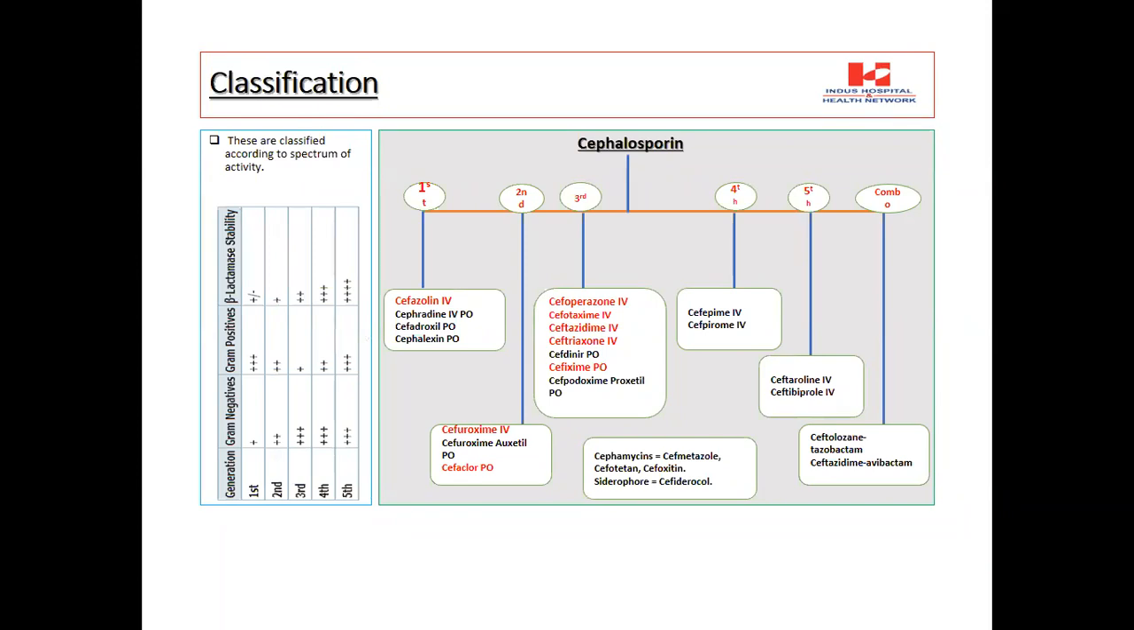The first generation has good gram-positive coverage and a little bit of gram-negative coverage. The second generation has good gram-negative coverage along with gram-positive coverage. The third generation has better coverage for gram-negative microbes and less coverage for gram-positive bacteria. The fourth generation also has good gram-negative coverage and a little lesser gram-positive coverage, and also has beta-lactamase stability. The fifth generation is an advanced generation which can cover some gram-positive and gram-negative, with good stability against beta-lactamase. We'll see in the further slides what kind of coverage each class has.